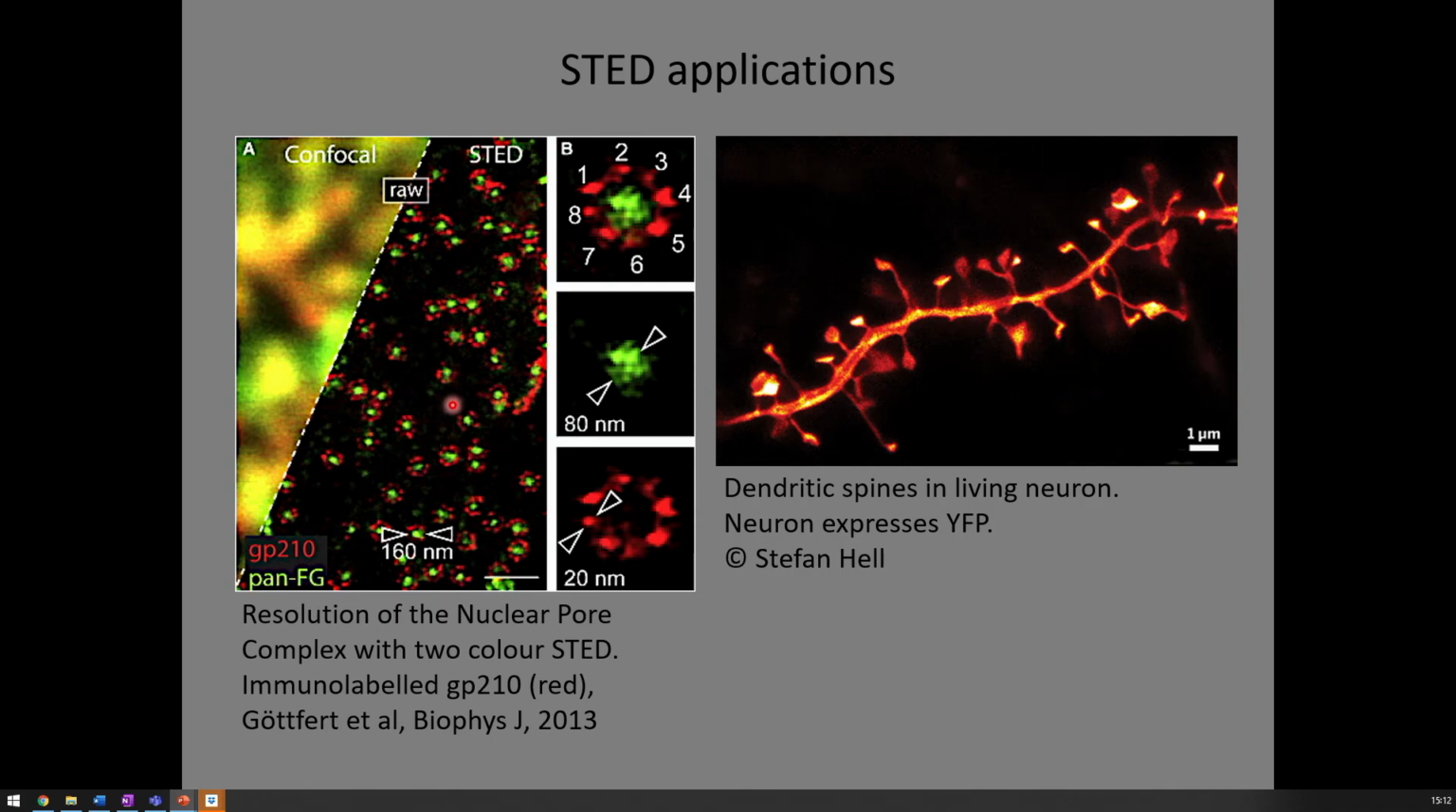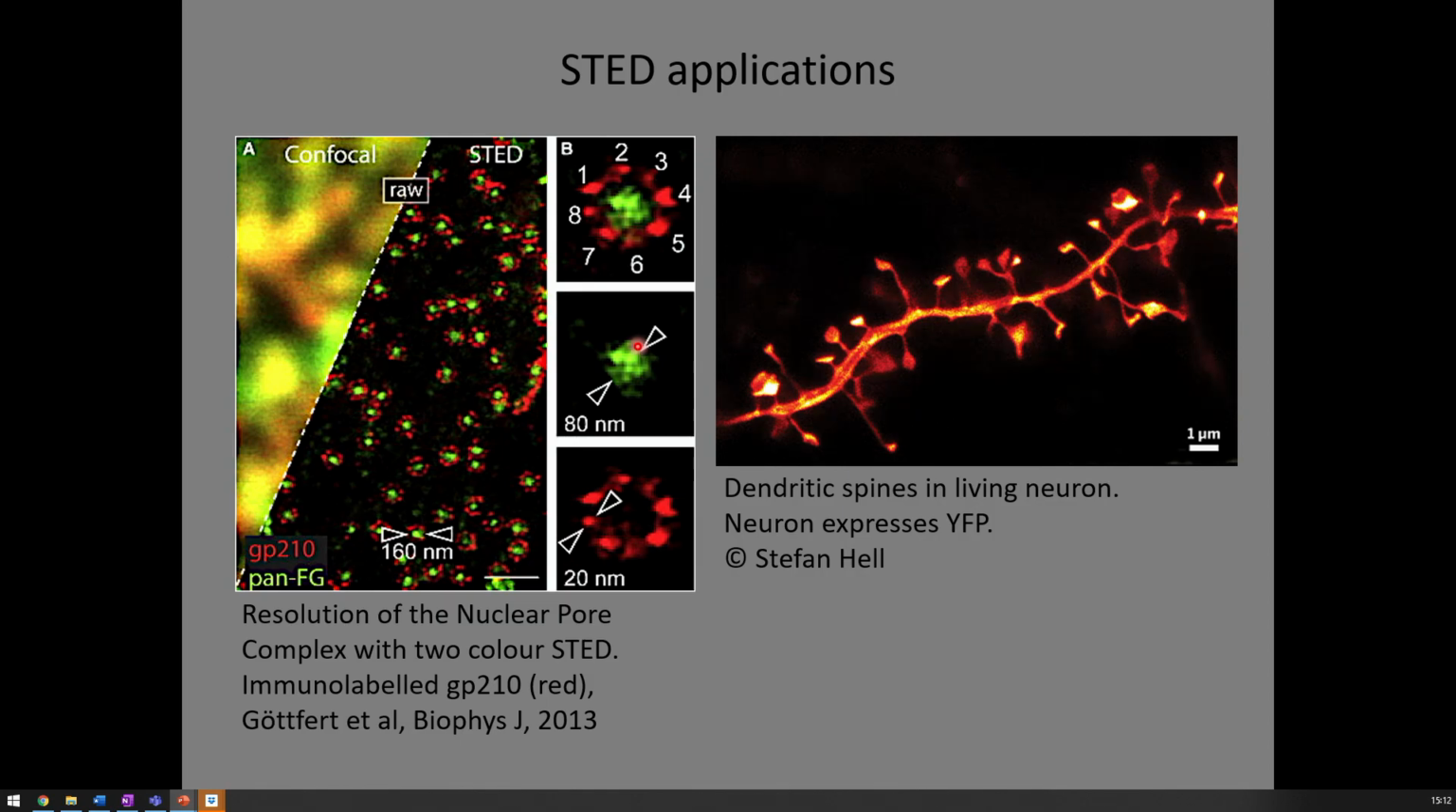So you see here, for example, the so-called nuclear pore complex, which is in the envelope of the nucleus, little units through which material can pass between the nucleus and the cytosol inside the cell. With a standard confocal microscope, this is what you would see. And with STED, you can actually resolve the protein complexes on the outside and the inside. You can clearly resolve the complex and its circular structure.